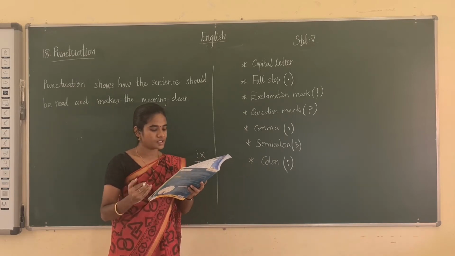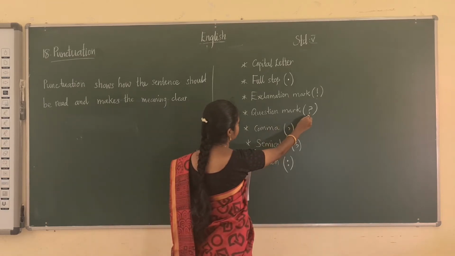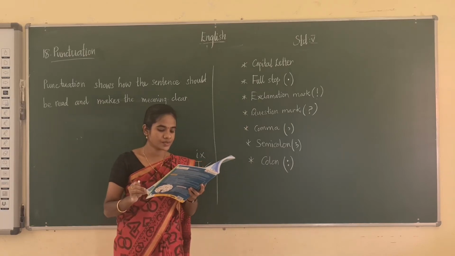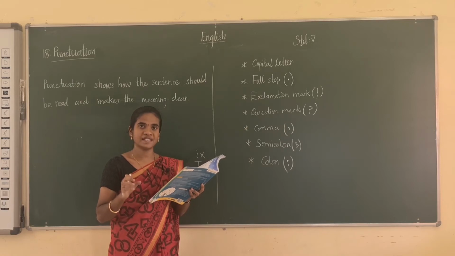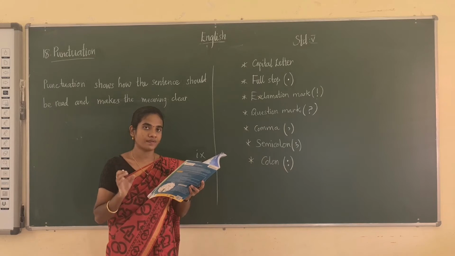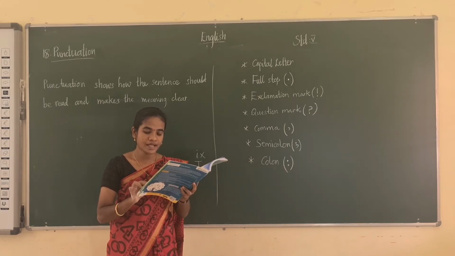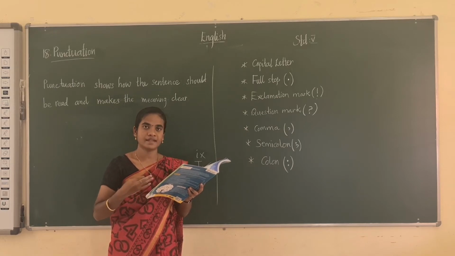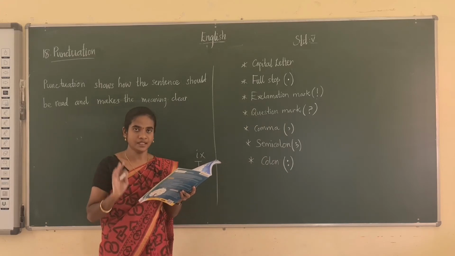Okay, see the next one, question mark. What is the symbol of the question mark? See, this is the symbol of the question mark. A question mark is used at the end of an interrogative sentence. Interrogative sentence means they always ask a question. An interrogative sentence always ends with the question mark only, which asks a direct question. For example, which school do you attend? If you are asking a question, at the end of the sentence you have to put a question mark.